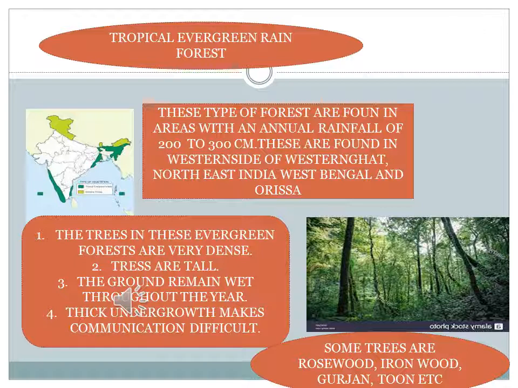Generally, the evergreen trees are tall. The ground of this forest remains wet throughout the year. These dense forests with trees and thick undergrowth make communication difficult. In India, these are found on the westward side of the Western Ghats and in northeast India, some parts of West Bengal and Odisha. Some examples of evergreen trees are rosewood, champa, gurjan, toon, chaplas, etc.